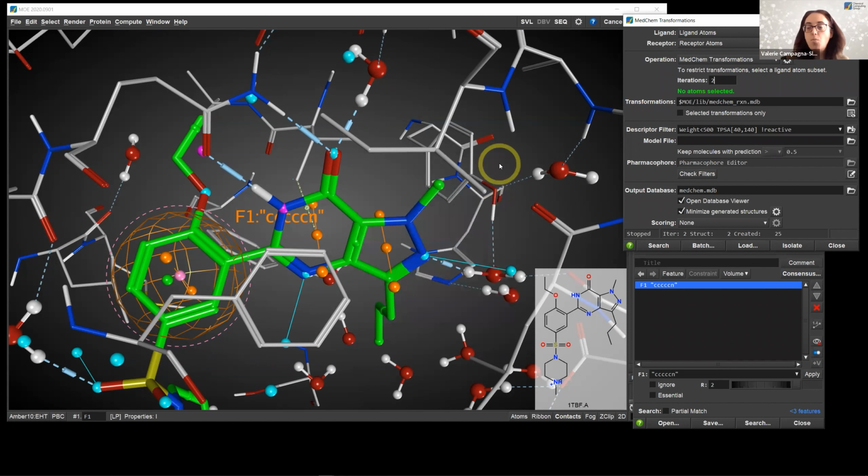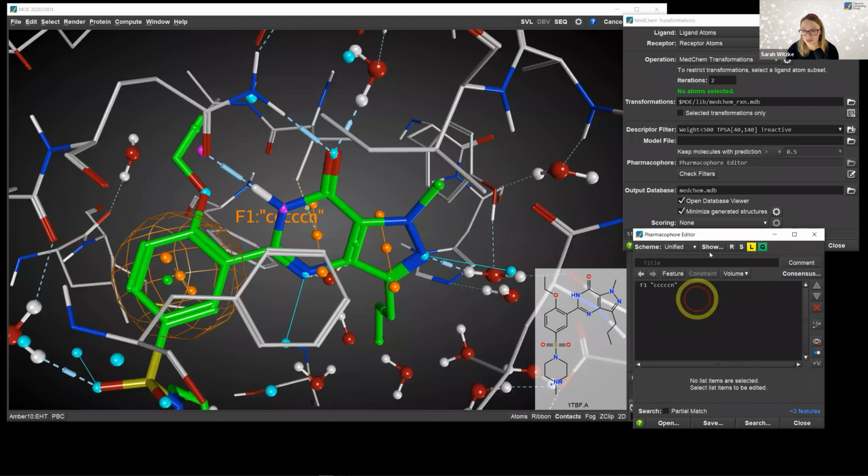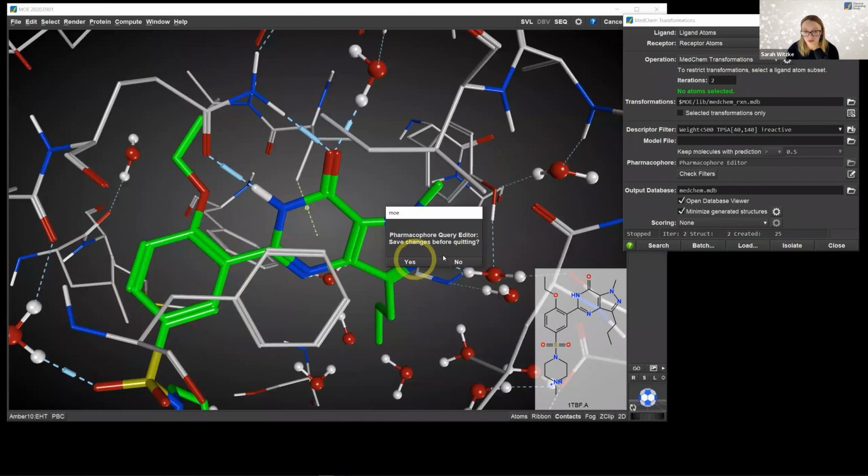Perfect. Maybe one last question. Is there a way to quickly generate analogs either in 2D or without the receptor? Yeah, sure. Actually, we didn't talk much about that either, exactly because we talked a lot about these 3D settings. But yes, of course. So let me just tidy up a little bit here, close the pharmacophore editor. We don't need to save it this time.